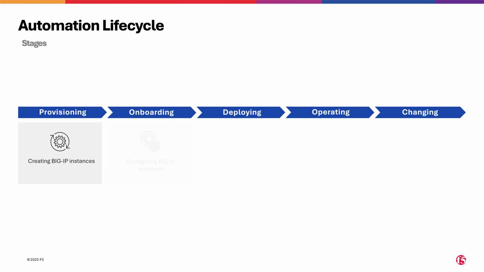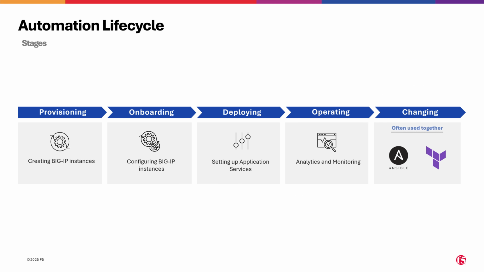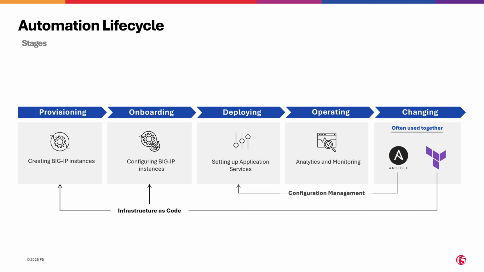We will break down the automation lifecycle into 5 distinct stages: provisioning, onboarding, deploying, operating, and changing. Each stage will explain and provide examples on how to leverage Ansible or Terraform to achieve efficient, scalable, and consistent management of BigIP infrastructure and application services. From the initial provisioning of instances to configuring applications, performing regular operations, and handling changes, we'll explore how to integrate these tools seamlessly to achieve high efficiency and reduce manual effort. Now let's explore each stage in detail.